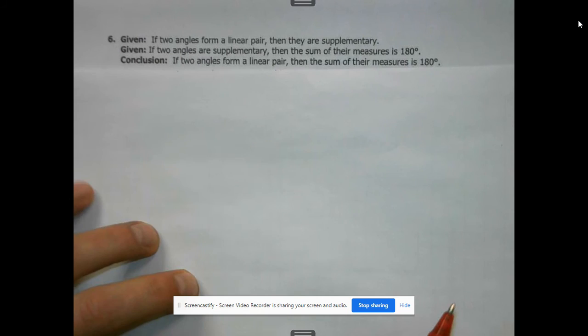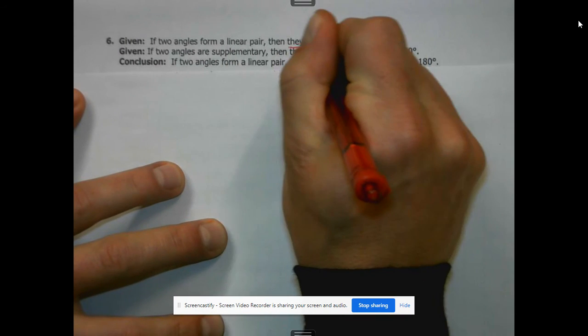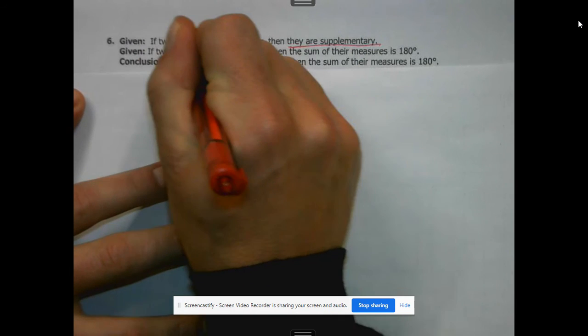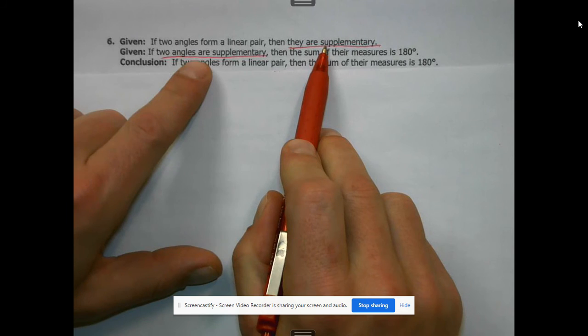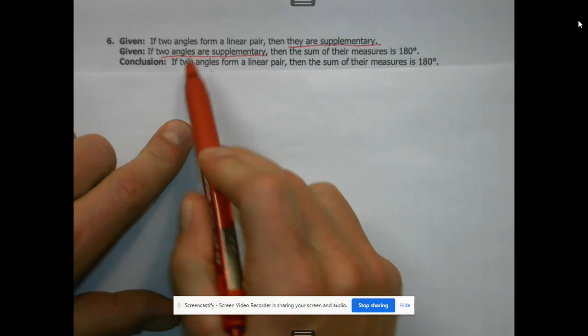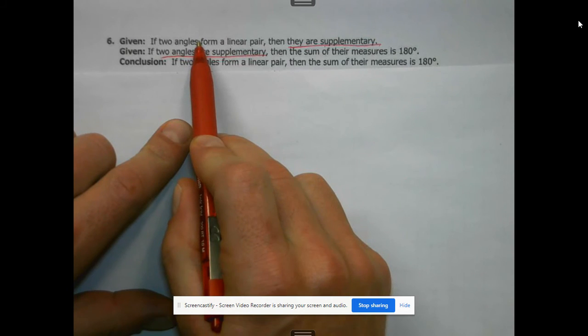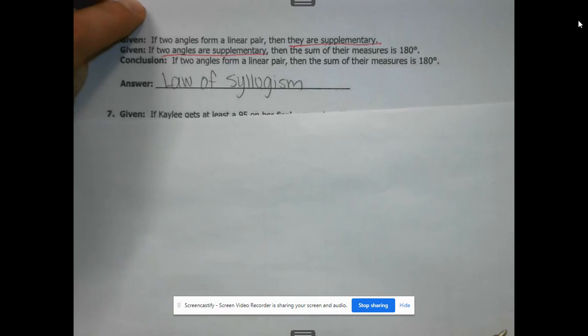Number 6. Okay, possibly law of syllogism. Let's check it out. Does my conclusion from the first match the hypothesis from the second? Sure does. They're supplementary. So, yes, this is going to be a valid conclusion. They took the hypothesis from the first right here, combined with the conclusion of the second right there. Law of syllogism.